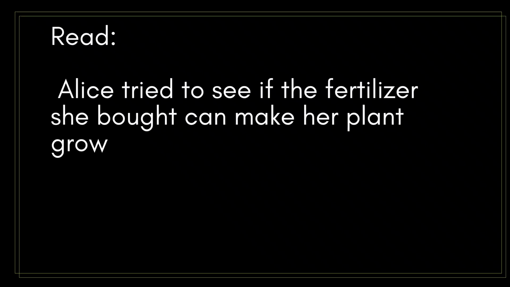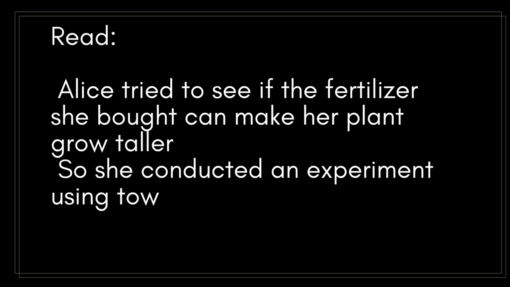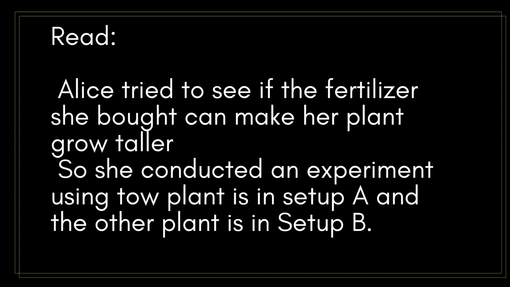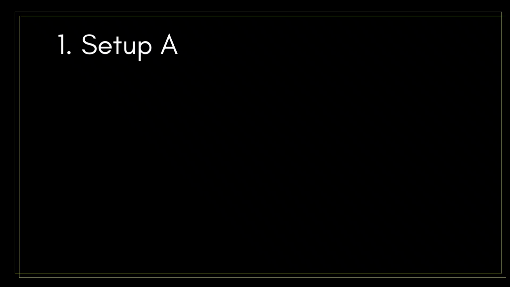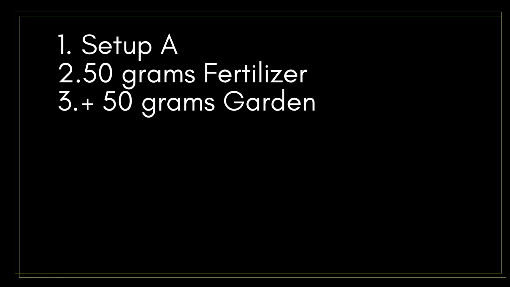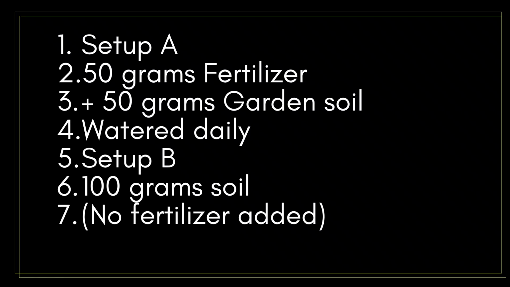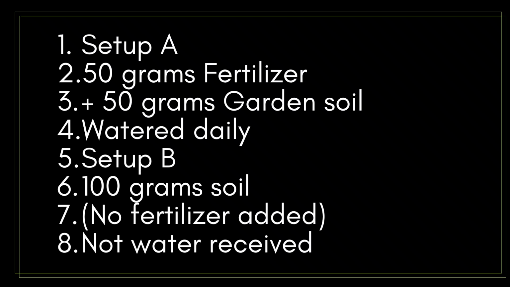Read. Alice tried to see if the fertilizer she bought can make her plant grow taller. So she conducted an experiment using two plants. One plant is in setup A and the other plant is in setup B. Setup A: 50 grams fertilizer, 50 grams garden soil, water daily. Setup B: 100 grams soil, no fertilizer added, no water received.